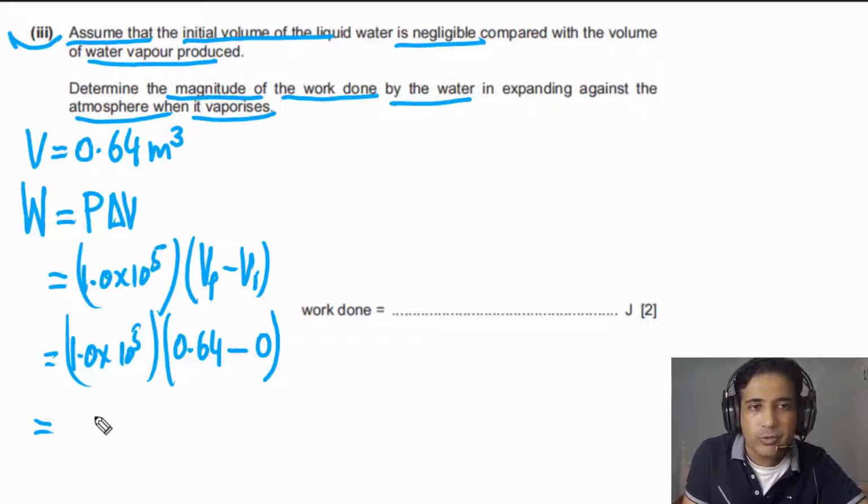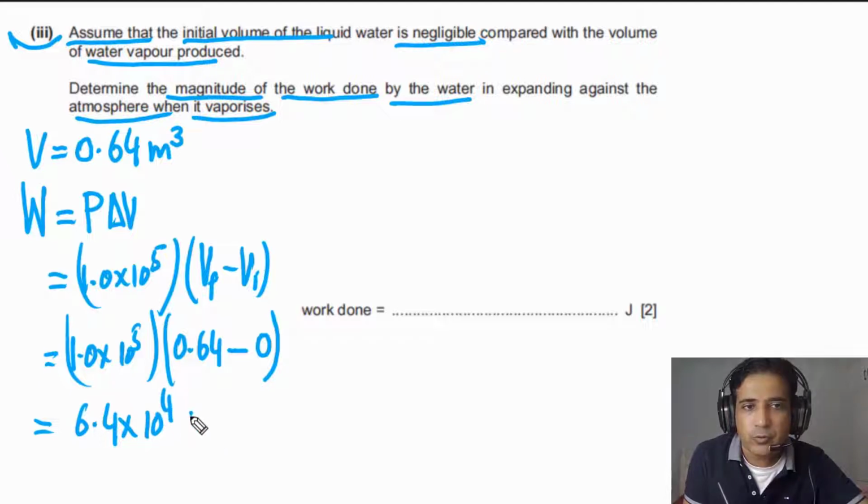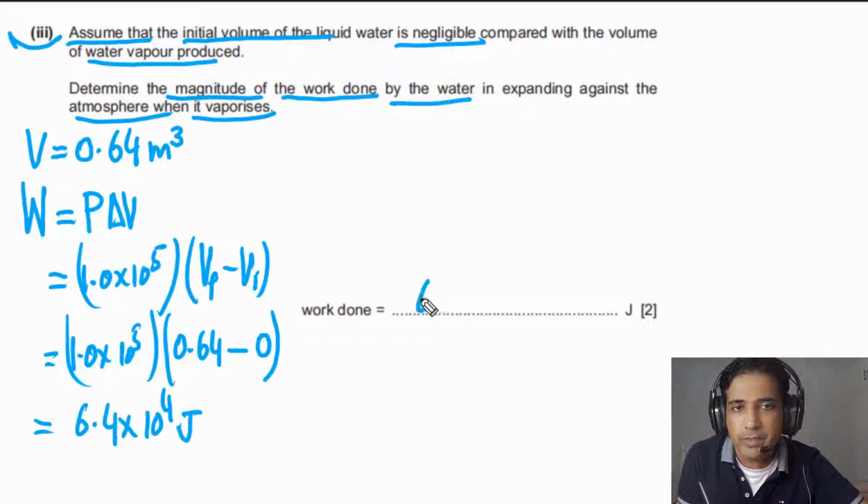Now, if we solve this, our final answer will be equal to 6.4 times 10 to 4 joules. So this much work has to be done by water, and our final answer up to 2 SF is 6.4 times 10 to 4 joules. And this question has 2 marks.